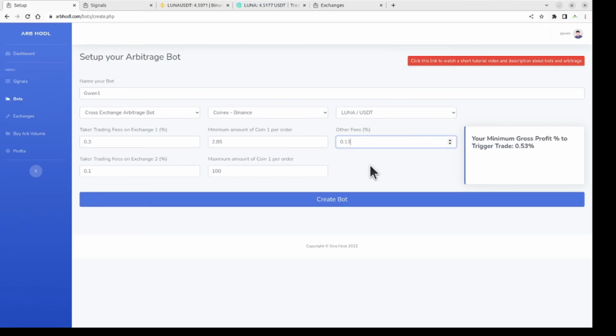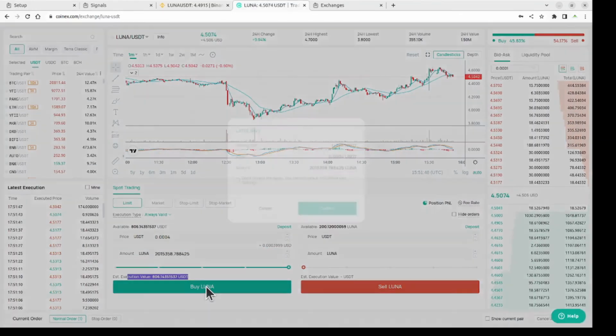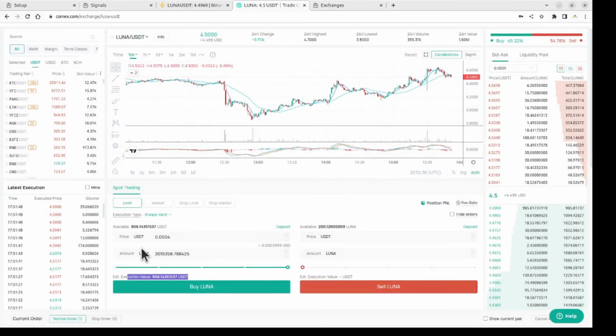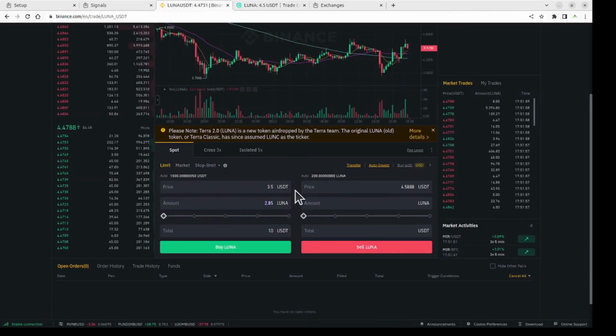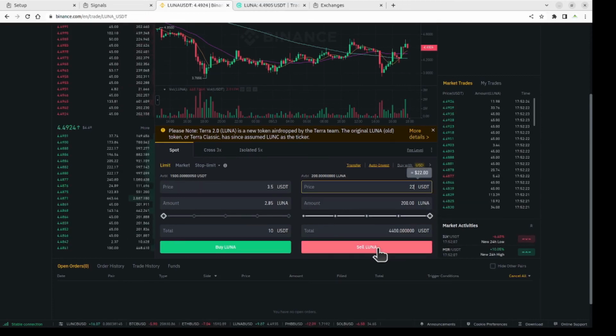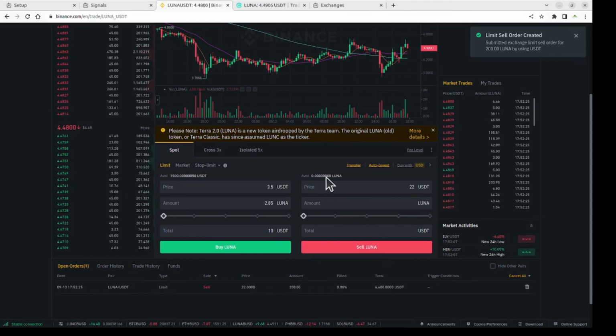So my bot needs to cater for these in the other fees. When you buy Luna here on Coinex, for instance, you see your USDT runs out buying a Luna like that. If the arbitrage opportunity is one directional, we will be left with 0 USDT at Coinex, as seen. And then on Binance, the bot will be selling only. Thus, the Luna on Binance will also completely run out, as you see.